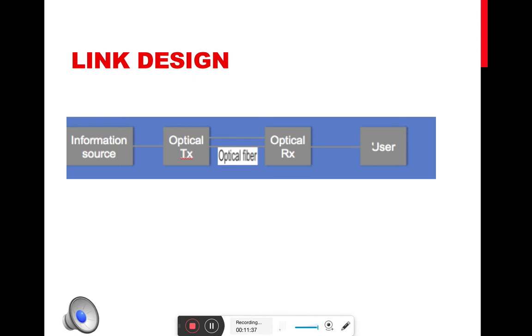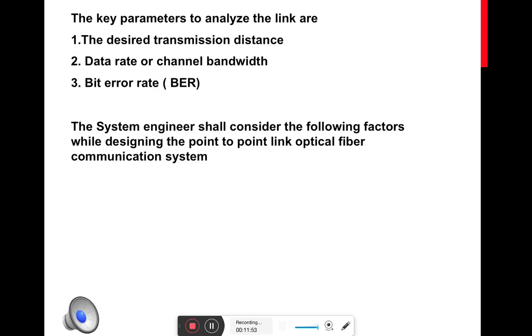So this is a basic point-to-point link communication system. We've already seen this block diagram in our first module. You have an information source, an optical transmitter, an optical fiber, an optical receiver, and a user. The key parameters to analyze the link are the transmission distance, the data rate or channel bandwidth that can be put in this point-to-point link communication system, and the bit error rate. By analyzing these three parameters, we can analyze the point-to-point link optical fiber communication system.